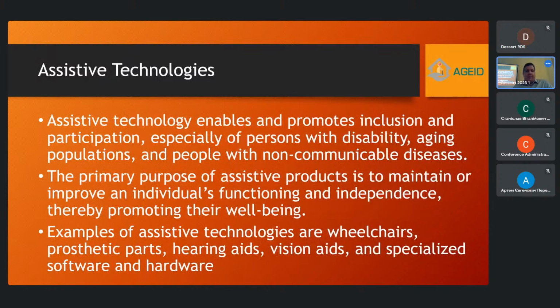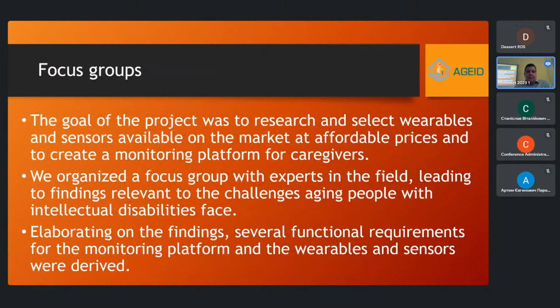So how can we help them? Assistive technologies is a sector that works to provide solutions and technical help to these people, in order to improve their daily life and their well-being. The goal of the project is to research the market for products that are commonly used by all of us, but can be used to provide some data to assist these people in their daily lives.